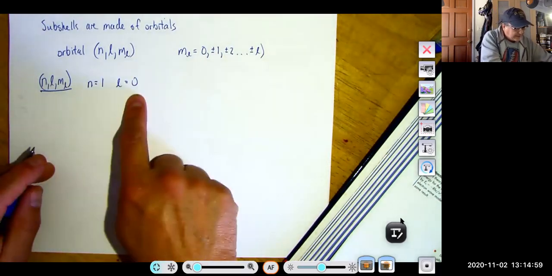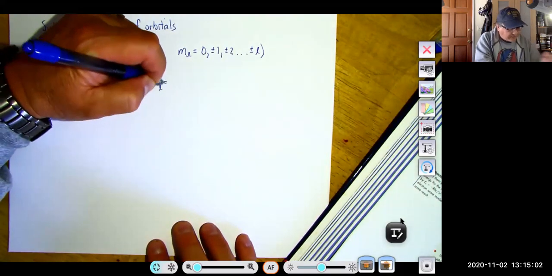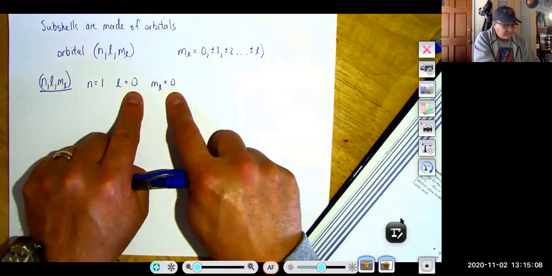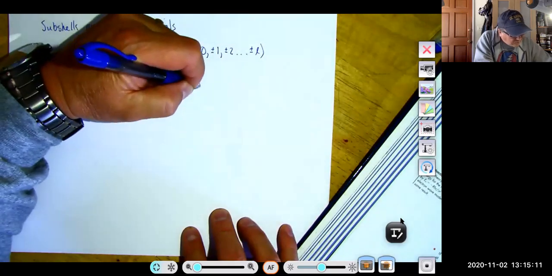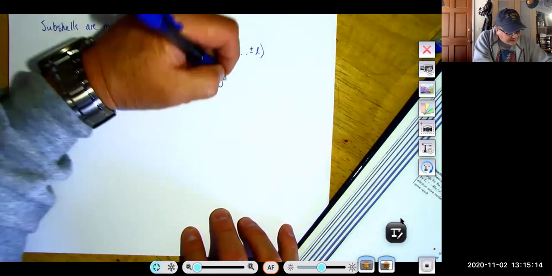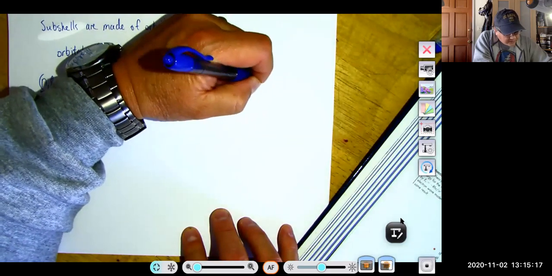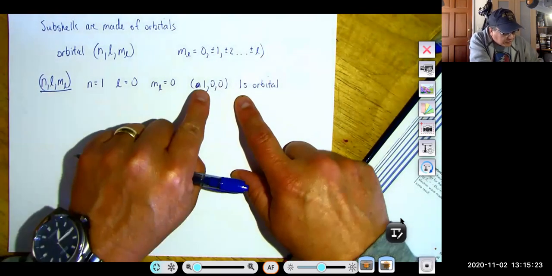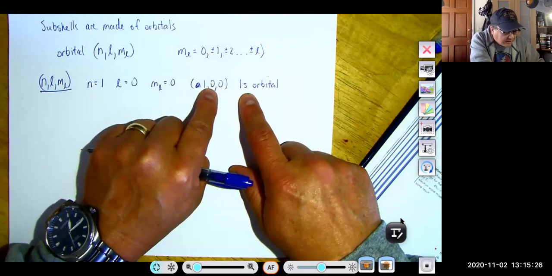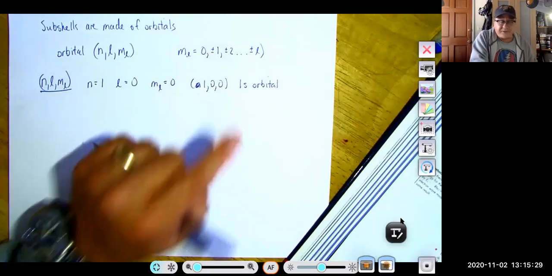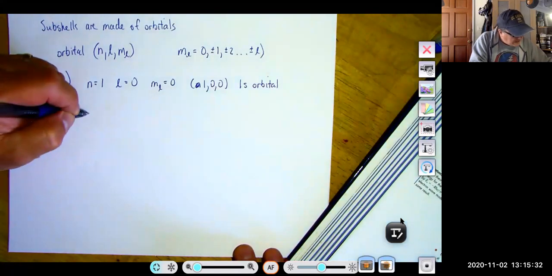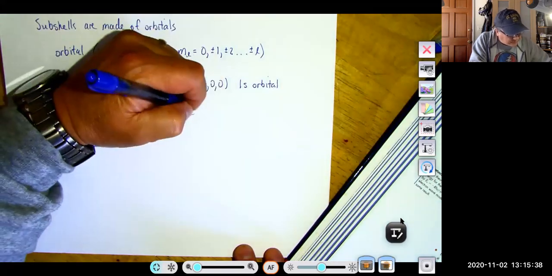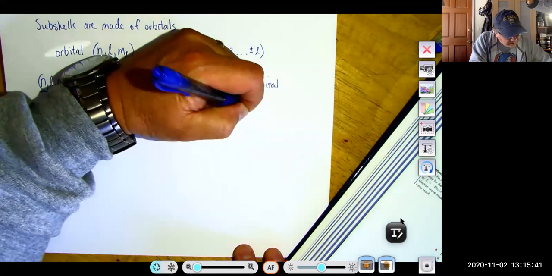So in this case, M sub L can only equal 0. Because when we get plus or minus 0, it's still 0. So in this case, you've got 1, 0, 0. This is a 1s orbital. Now, why is it called a 1s orbital? And the answer is because it's in the first shell, it's in an s subshell, and this 0 indicates a specific type of orbital. For n equal 2, you can have L equals 0 and M sub L is equal to 0. So you'd have 2, 0, 0, and this is a 2s orbital.